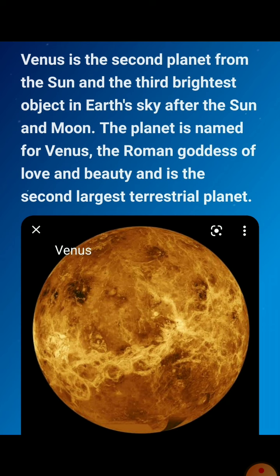The planet is named for Venus, the Roman goddess of love and beauty, and is the second largest terrestrial planet. It is the second largest planet.